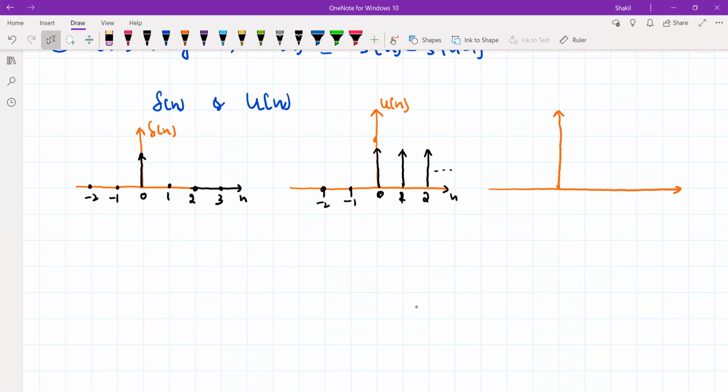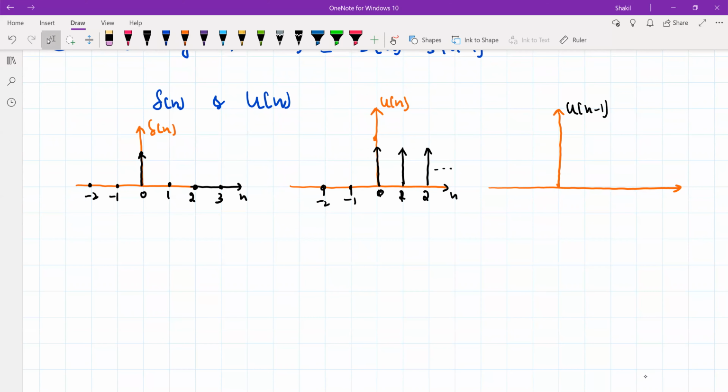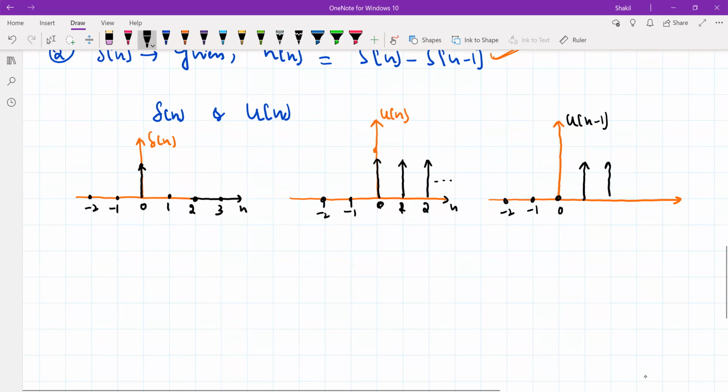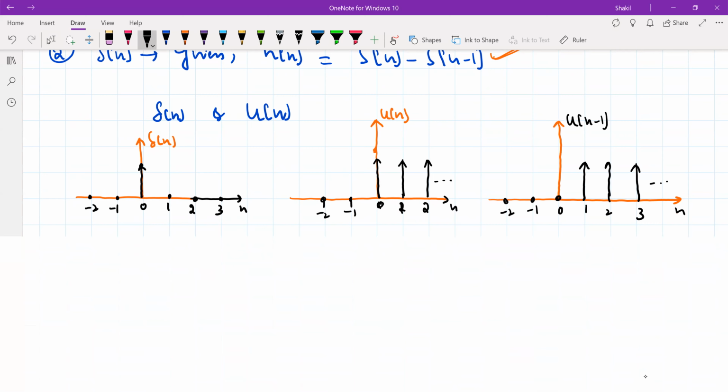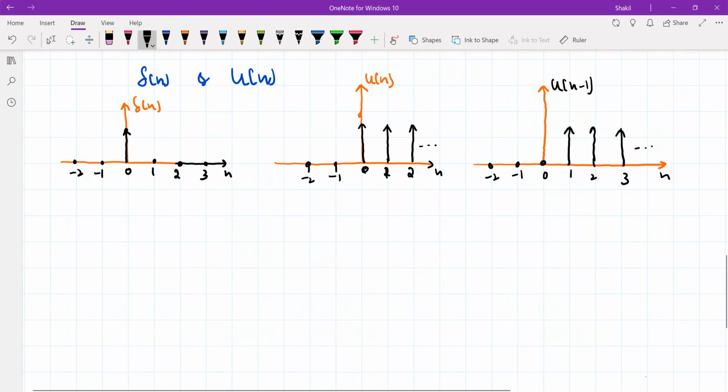So let's suppose this is u of n minus 1, so this is u of n minus 1 minus 1. This is a delayed version of this. So this is 0 at -1, its value is 0, at -2, its value is 0. And it is positive for 1, 2, 3, and so on. This is the time axis. All right, so this is u of n minus 1.